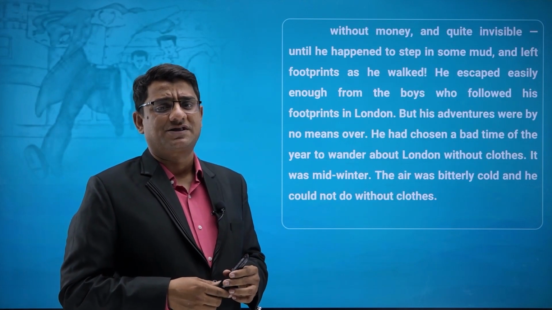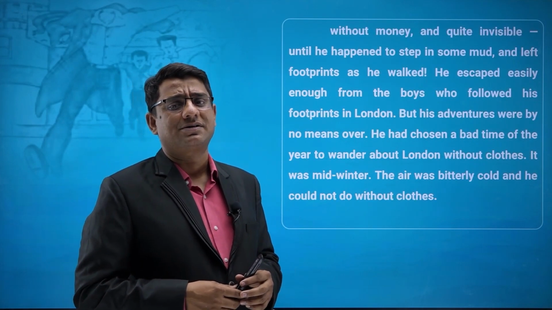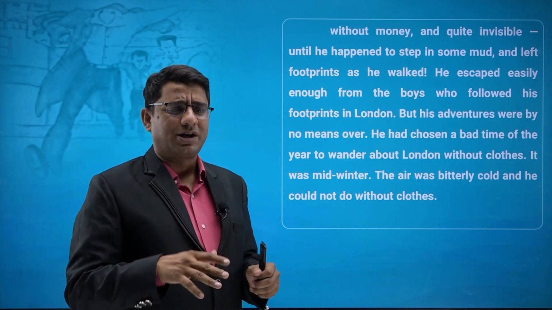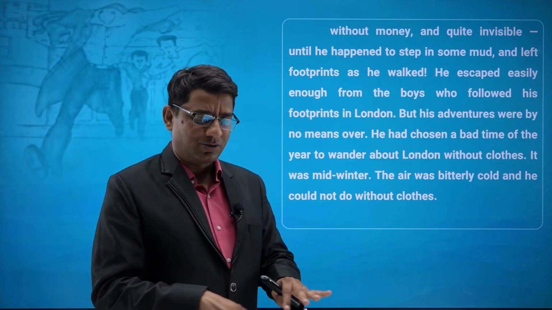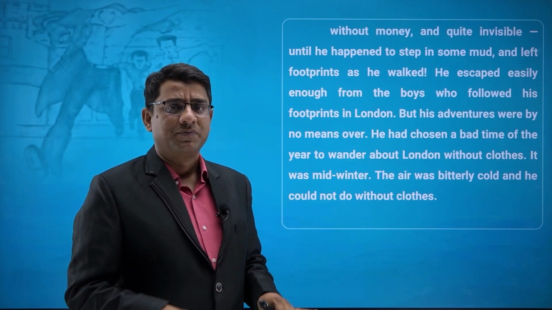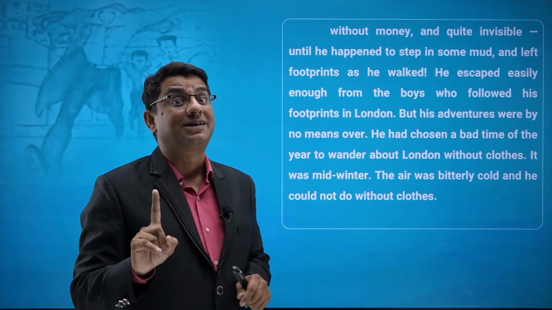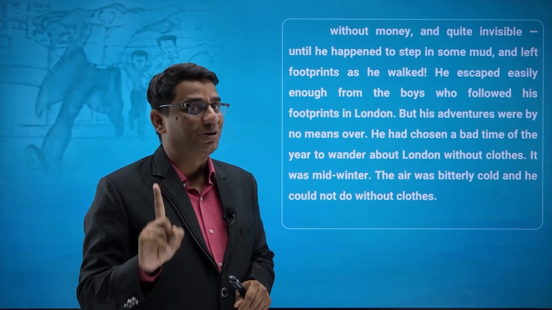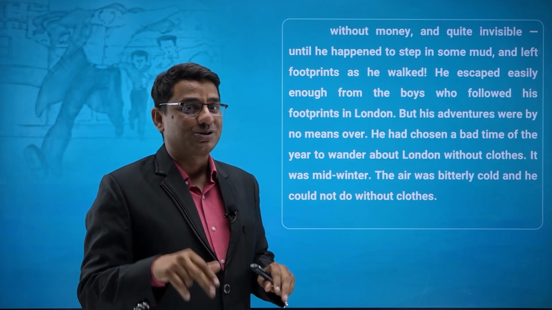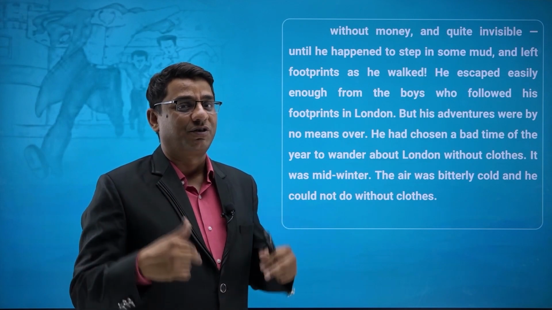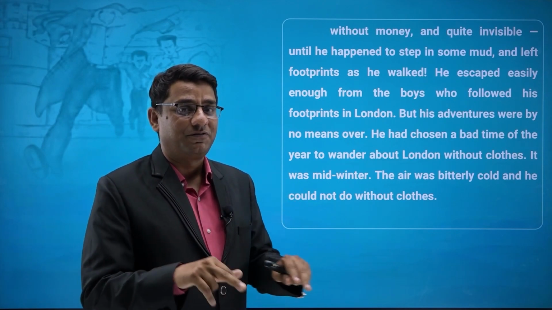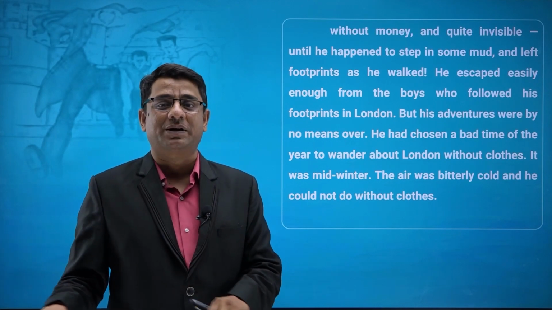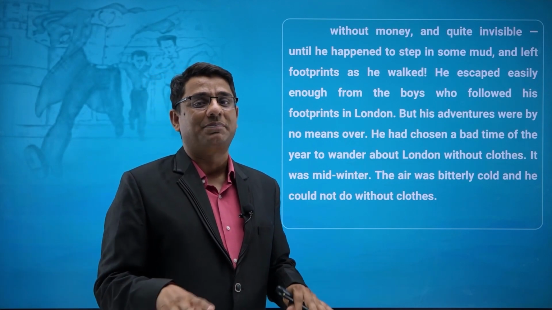Without money and quite invisible, until he happened to step in some mud. He's walking, and suddenly he happened to step in some mud, so his feet became muddy, and that is why the impression of the feet is visible, not the body. Now you know the real thing, why those footprints were walking. Those footprints were of that naked Griffin, whose body was not visible, but the footprints were visible because he happened to step in some mud.